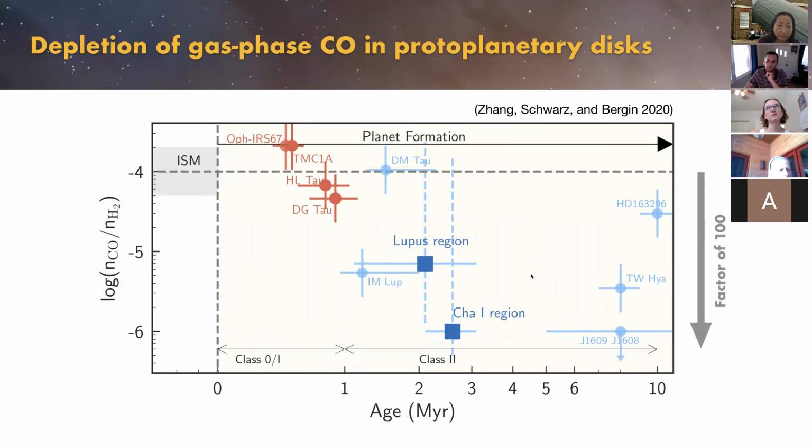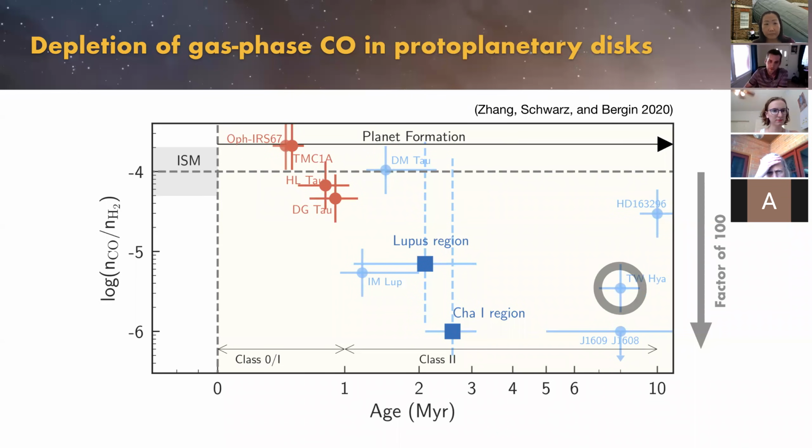And this is a plot from a recent paper by Coco that Canberra was also on. I'll spend a lot of time discussing how this plot came about and how we can use it to learn something about planet formation. So we'll come back to this a few times. I want to start with TW Hydra.